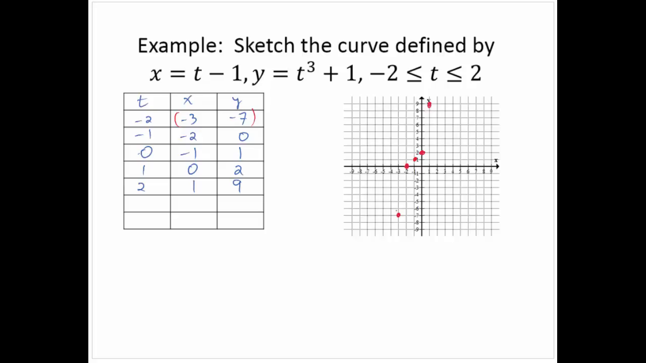Now, this curve is only defined over the parameter negative 2 to 2. So in drawing the curve, it has an initial point and a terminal point and does not extend beyond those points. And notice I'll draw a couple arrows to signify the direction.